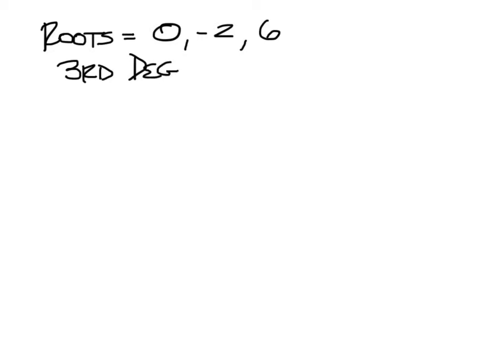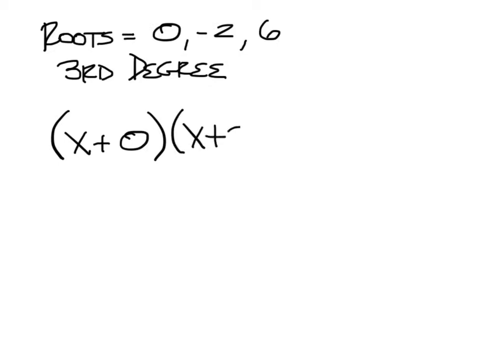Let's say we have roots of 0, -2, and 6, and it's going to be a third degree. Here's how you would set it up. For the root of 0, you would put x plus or minus 0, whichever. It's not going to change anything. And then x plus 2 and x minus 6.